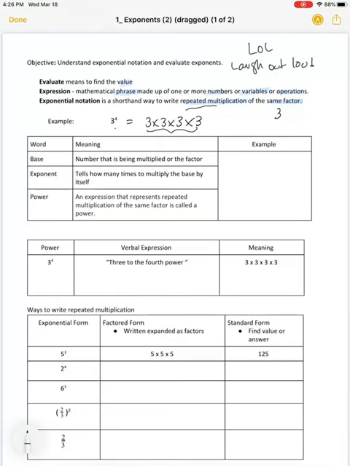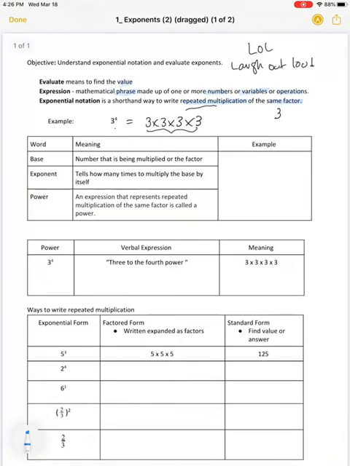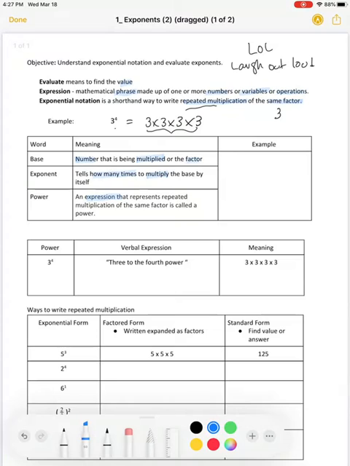Now, some other important words for us to know are the parts of an exponent. If we look down here, the base is the number being multiplied, so the number multiplied, or the factor. The exponent tells us how many times to multiply the base. And the power is the entire expression, including the base and the exponent. So let's take a look at what that looks like.